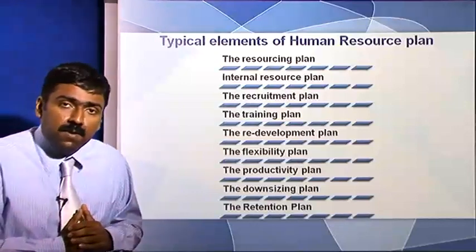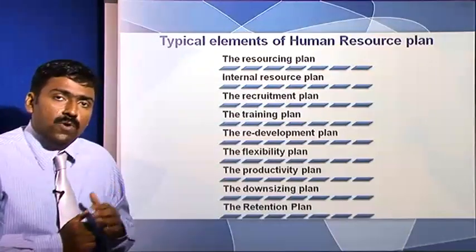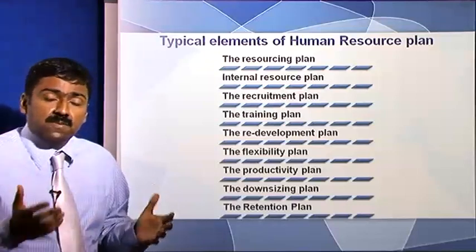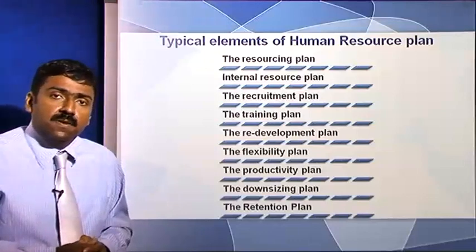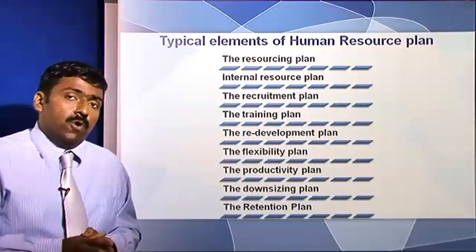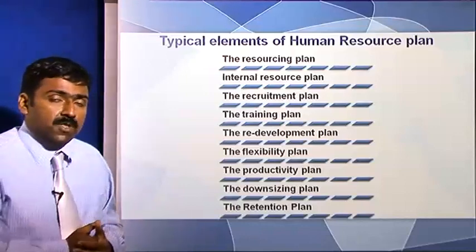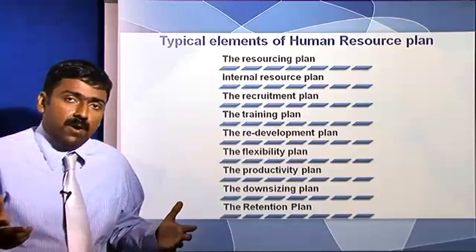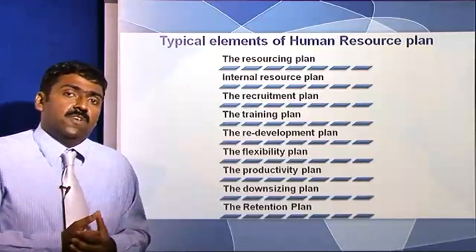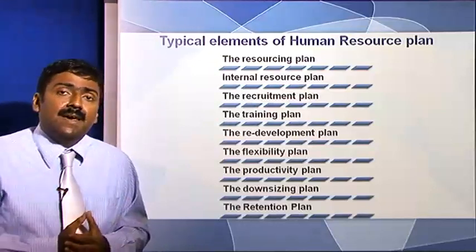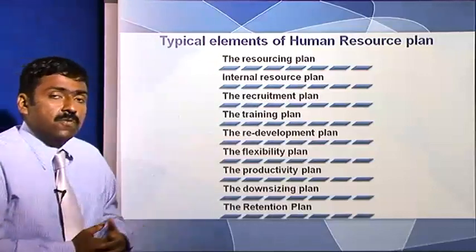The downsizing plan: in the worst case scenario in an adverse business climate, how do you respond by having a downsizing plan? In what ways, within the legal framework, do you downsize and still maintain employee morale and motivation and carry on with the business? That is brought out by the downsizing plan. And the retention plan: what are the monetary rewards, fringe benefits and other programs that you have in place to motivate and retain people in the organization. So this sums up the typical elements of a human resource plan.